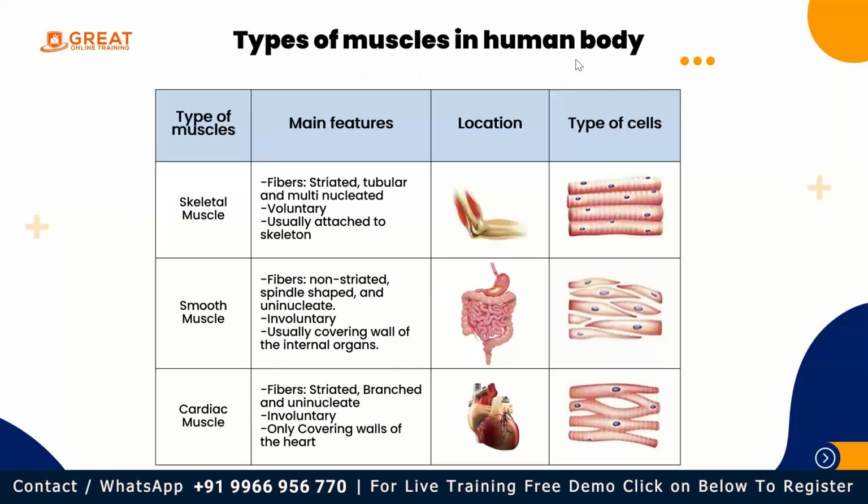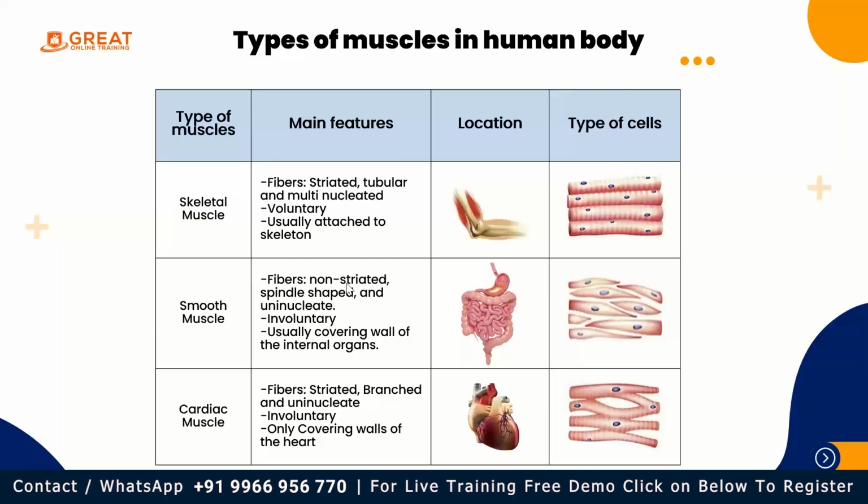These are the types of muscle in the human body: type of muscle, main features, location, and type of cells. Skeletal muscles are made up of fibers, striated, tubular, and multinucleated. These are voluntary in action and usually attach to the skeleton, that's why the name skeletal muscle.